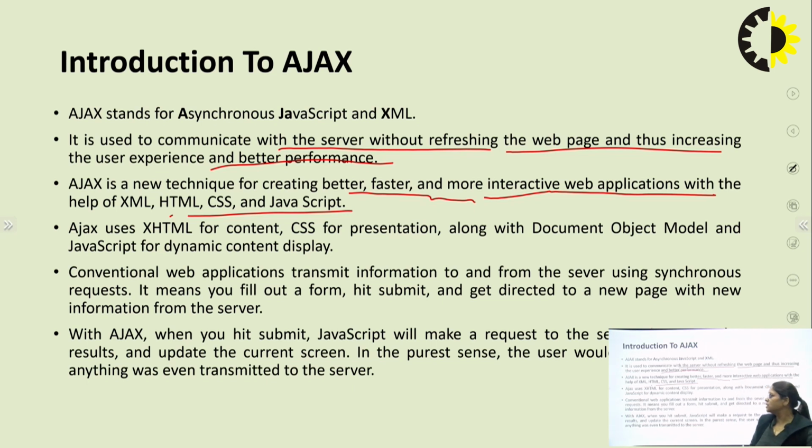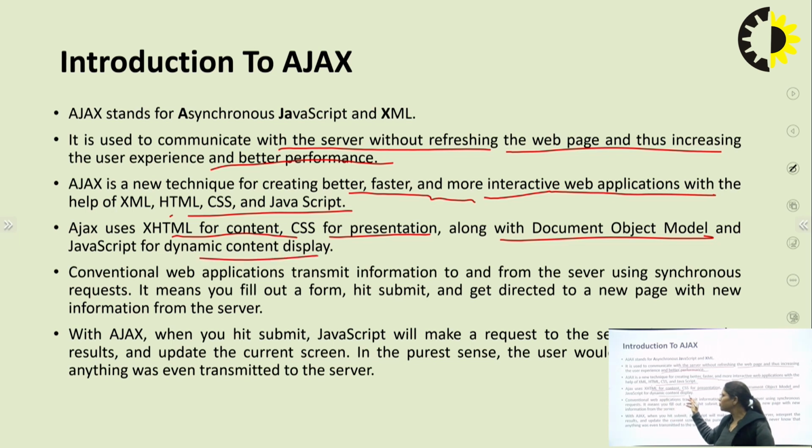Ajax uses HTML for content, CSS for the presentation, and along with the document object model, and JavaScript for the dynamic content display. Because it uses different technologies, like HTML, CSS, JavaScript and XML, the purpose of all these things is different.